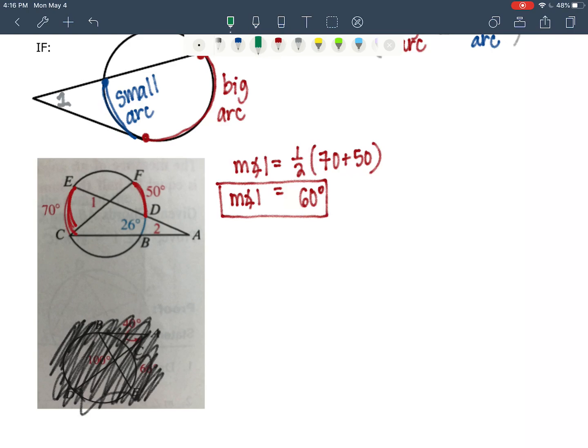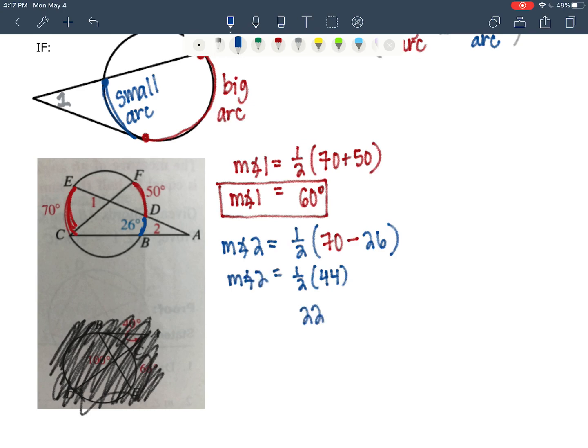Now the measure of angle 2, oh, look at that. We've got that big arc and we've got the small arc. So the measure of angle 2 is going to equal 1/2 the big arc, which is 70, minus the small arc, which is 26. 70 minus 26 is, drum roll, 44. And half of 44 is 22 degrees.